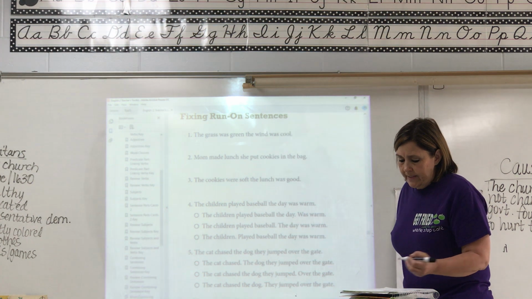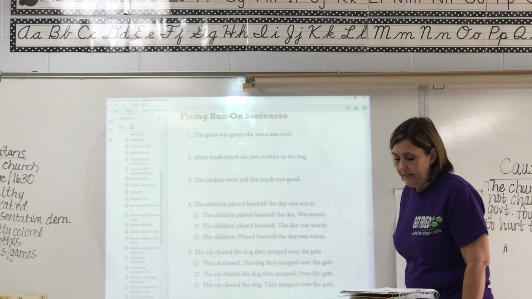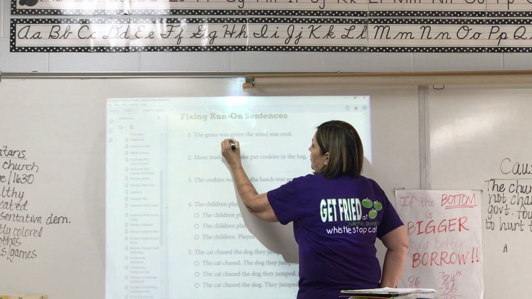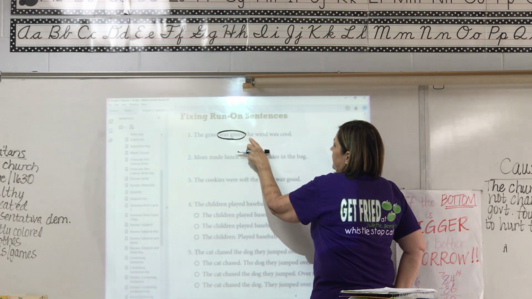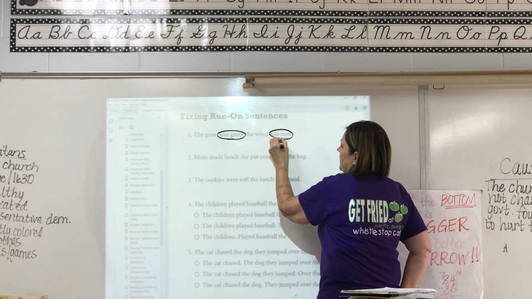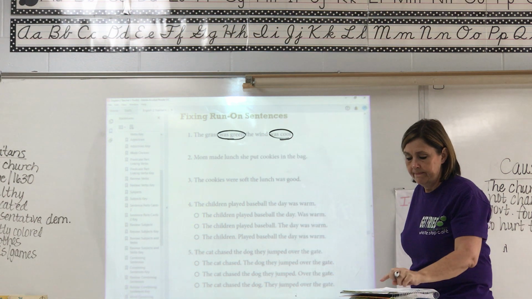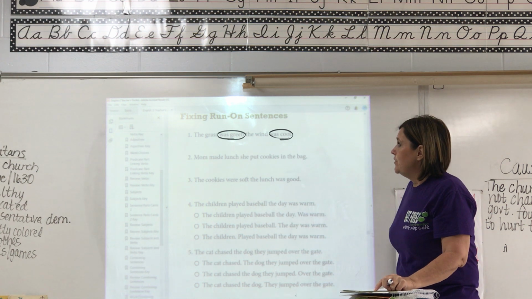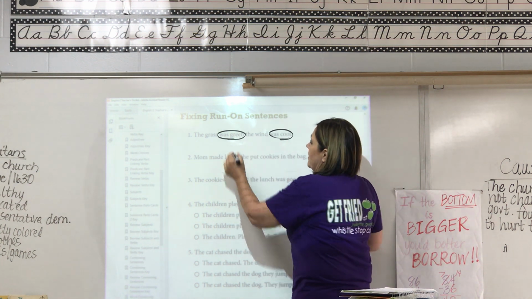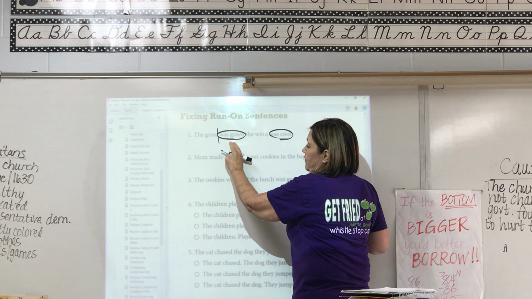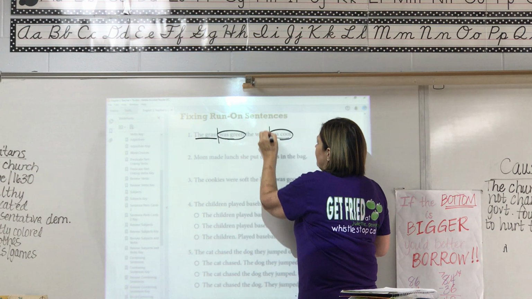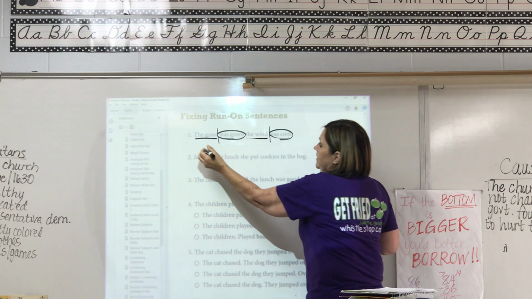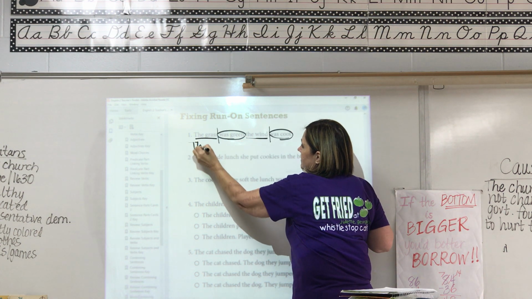Look at the first sentence. In this part of the sentence, I see a predicate, was green. In this part of the sentence, I see another predicate, was cool. So we can change this to 2 sentences because now I have located a predicate and a subject, and I've located another predicate and another subject. So what I need to do to correct this is make it into two sentences.